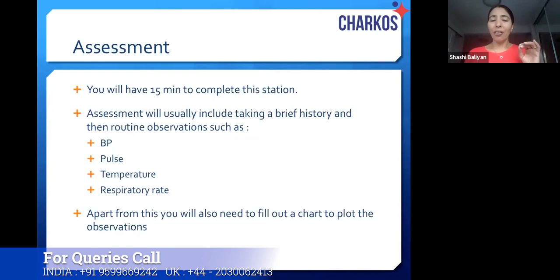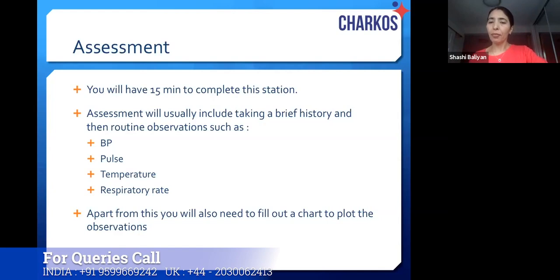So in each and every station, whatever you are going to do, you will have to verbalize. So you will have to get in a habit of this one. Yeah, it might sound slightly weird when you are doing it, but this is the only way that you are going to be able to tell the examiner that yes, you know what you are doing and why you are doing those things.